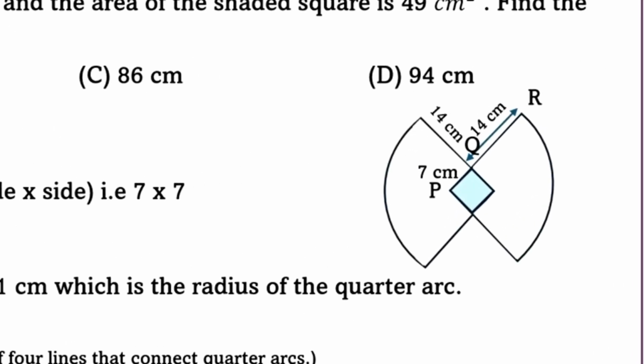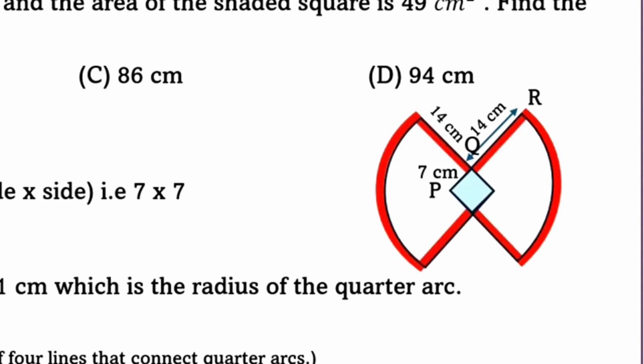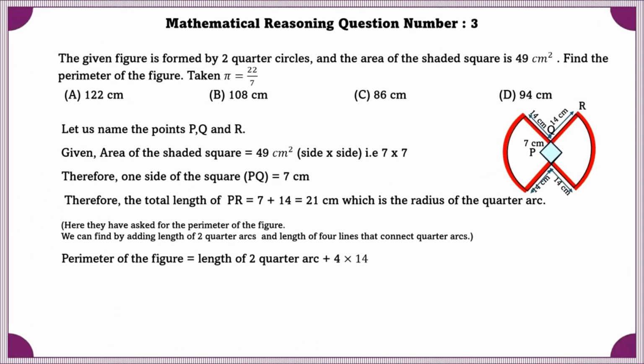Here they have asked for the perimeter of the figure. We can find this by adding length of 2 quarter arcs and length of 4 lines that connect the quarter arcs. Perimeter of the figure is equal to length of 2 quarter arcs plus 4 into 14.